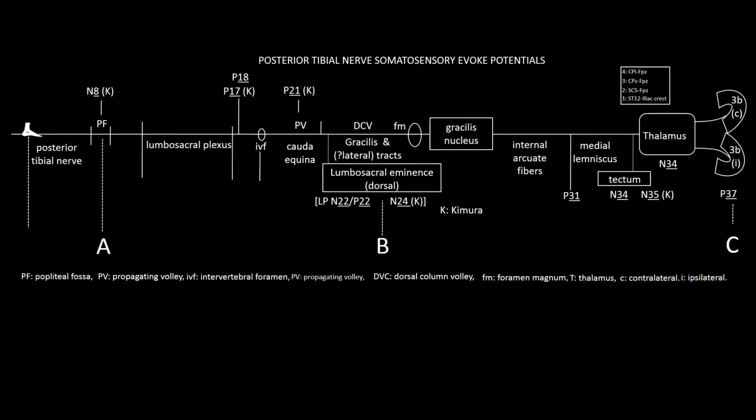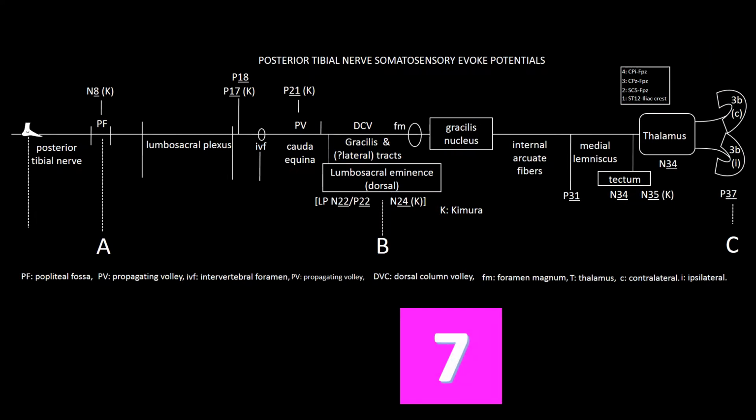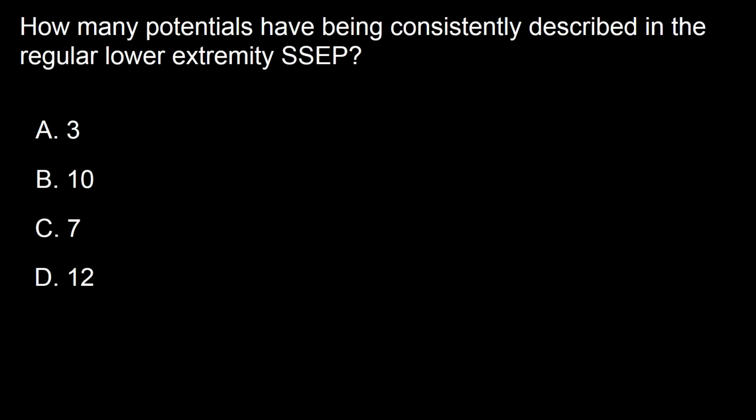This is the flow chart of the lower extremity potentials. The chart follows the same principle as the one we just saw regarding the upper extremities. It starts with ankle stimulation of the posterior tibial nerve and ends with cortical activation. The major intermediate stations are basically the same in principle as those in the upper extremity. I will, at this point, talk a little bit about each of them. Mercifully, altogether, there are only 7 potentials that are usually talked about when we talk about lower extremity somatosensory evoked potentials. So the answer to this question is 7, C.